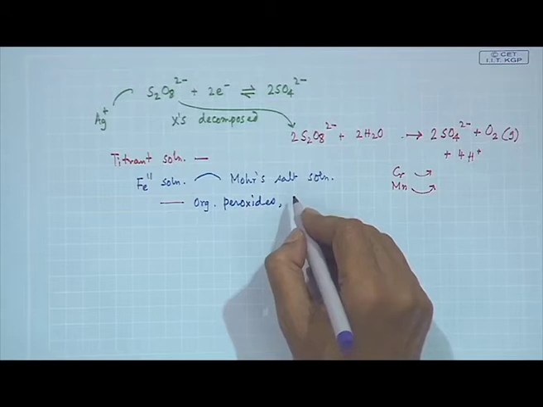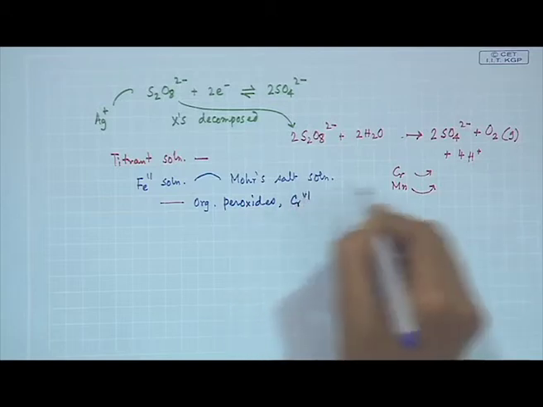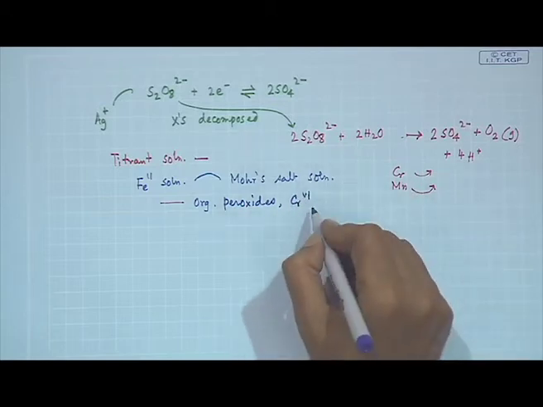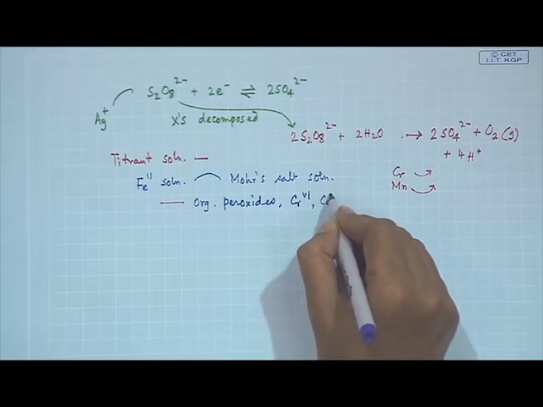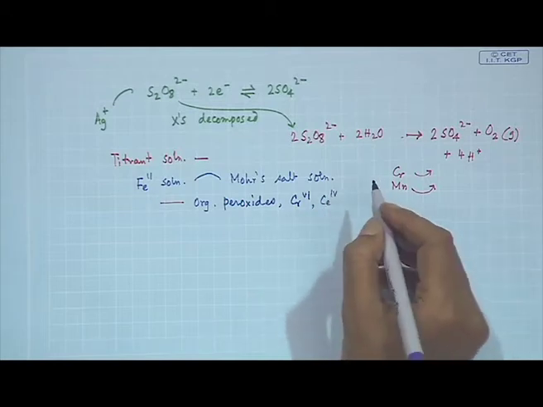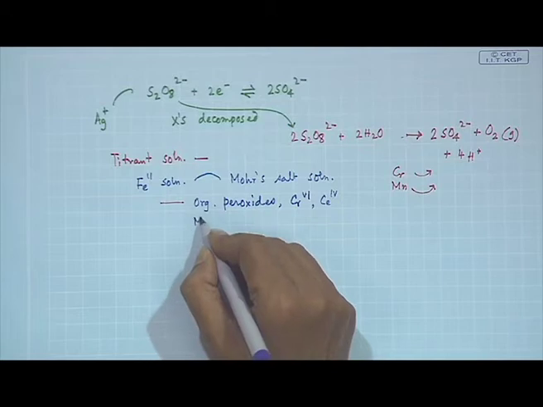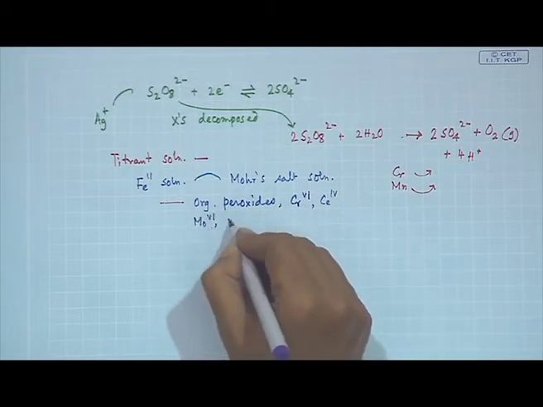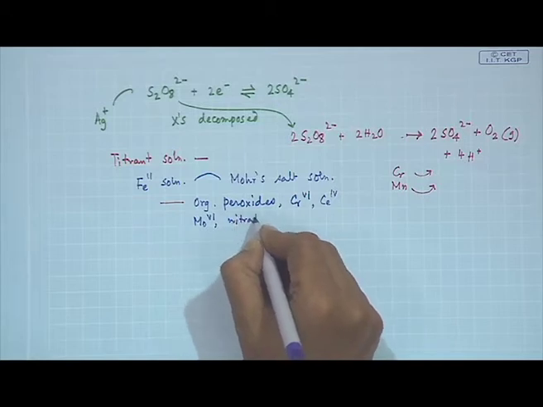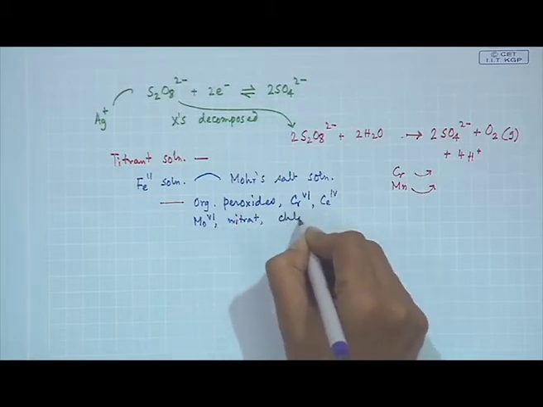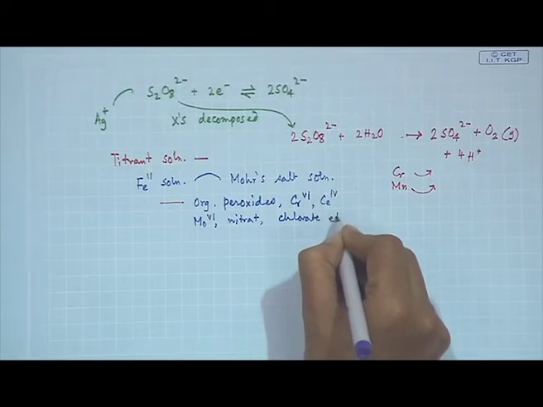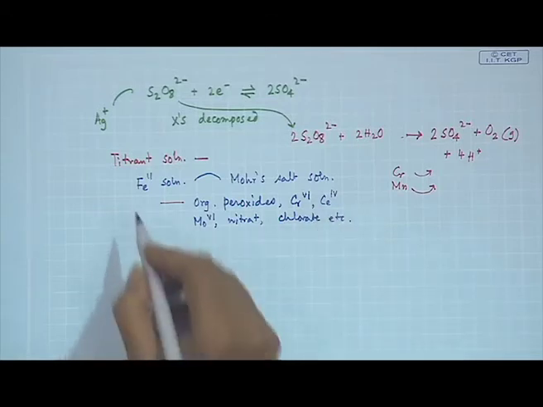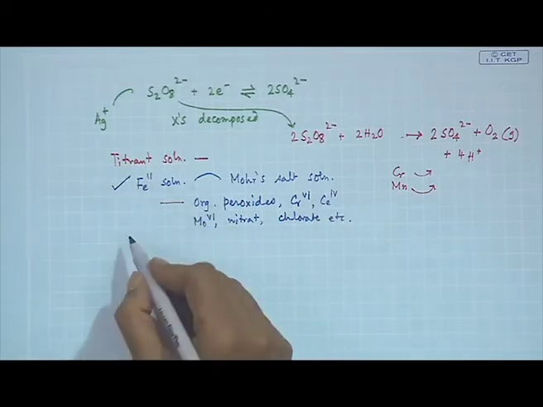We can determine chromium 6, such as dichromate or chromate, then we can determine cerium 4, we can determine molybdenum 6, then nitrate, chlorate, etc. So, this is one such solution.